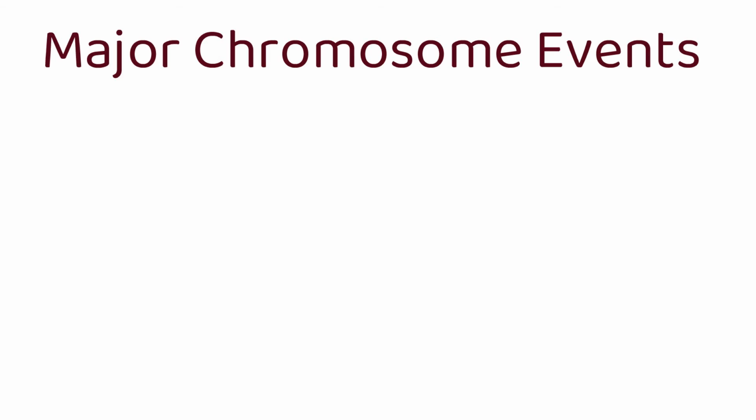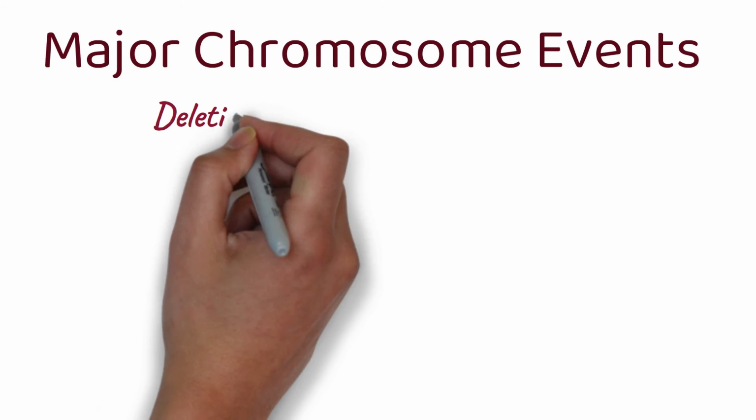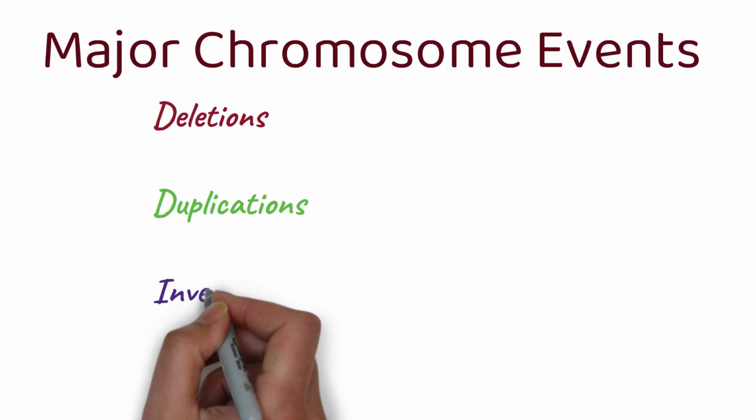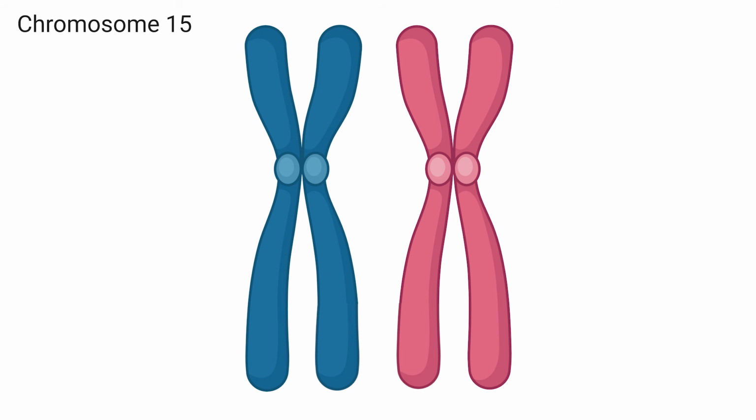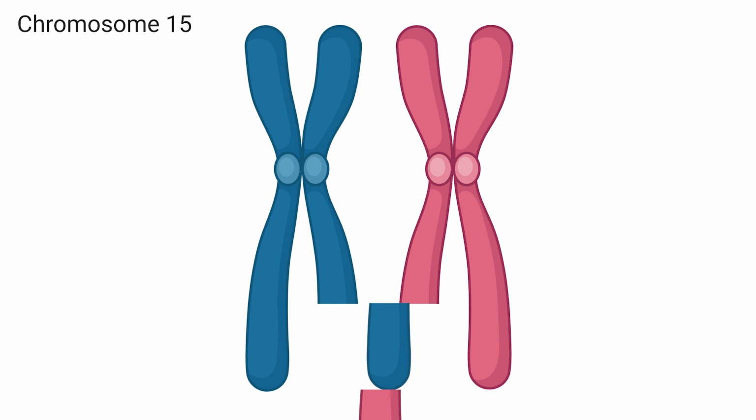Homologous recombination provides sexually reproductive organisms with a massive increase in genetic diversity, and increases those organisms' ability to adapt to new environments. However, this also creates the potential for large-scale chromosomal alterations to occur. Major chromosome events are grouped into 4 categories: deletions, duplications, inversions, and translocations. In deletions, a section of a chromosome may be cut for recombination, but instead of recombining, it is lost.